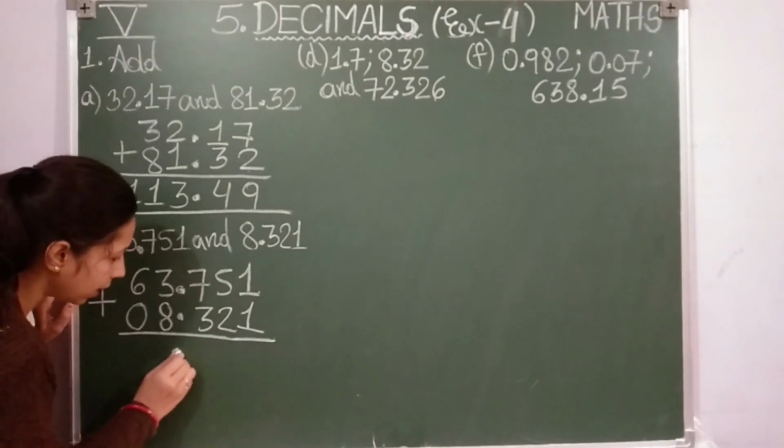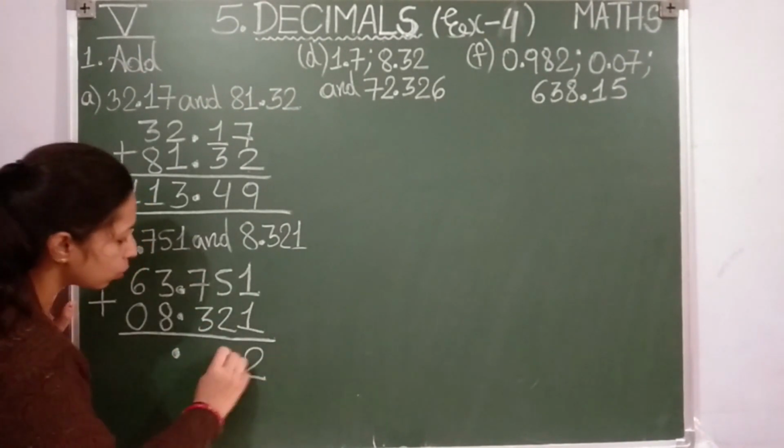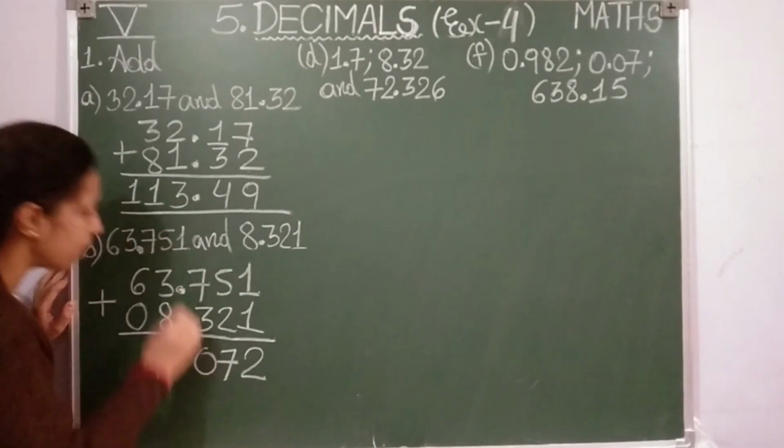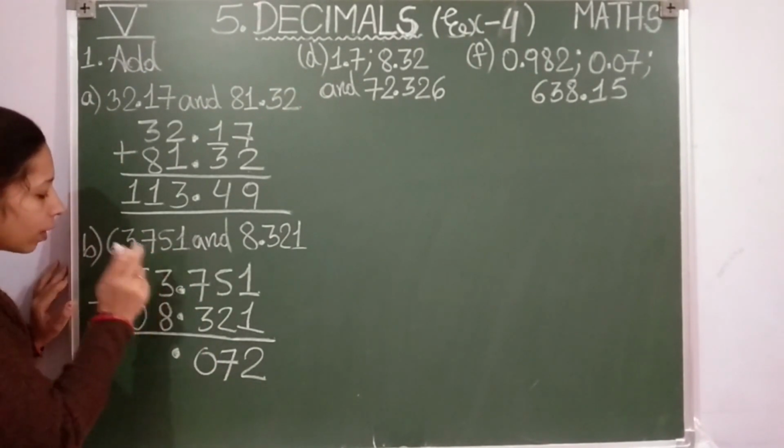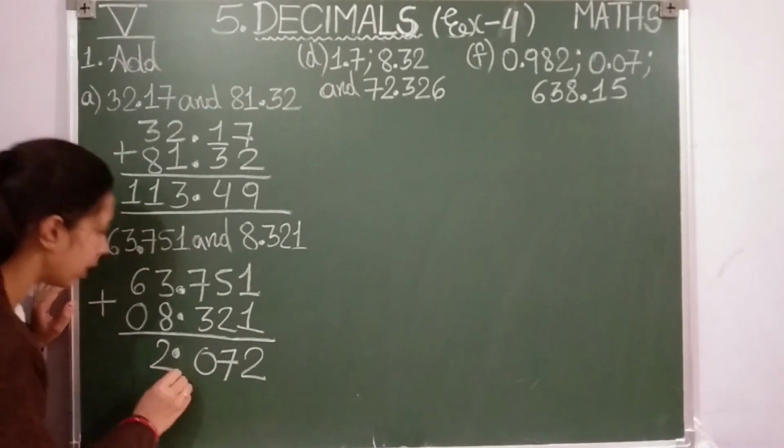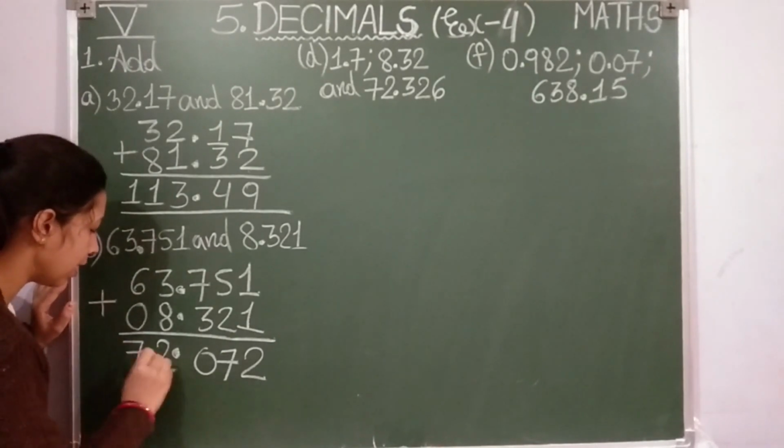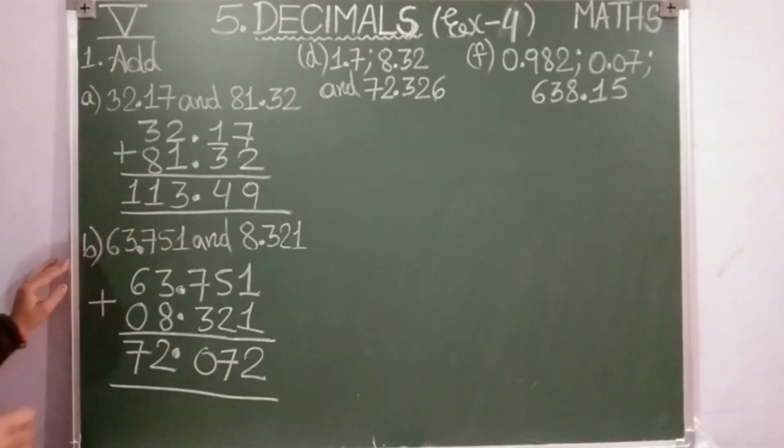Again first put the point. 1 plus 1, 2; 5 plus 2, 7; 7 plus 3, 10, 1 carry over; then 3 plus 1, 4; 8 plus 4, 12, again 1 carry over; 6 plus 1, 7. So I got 72.072 as the answer.